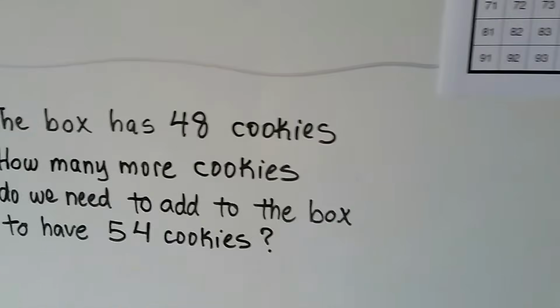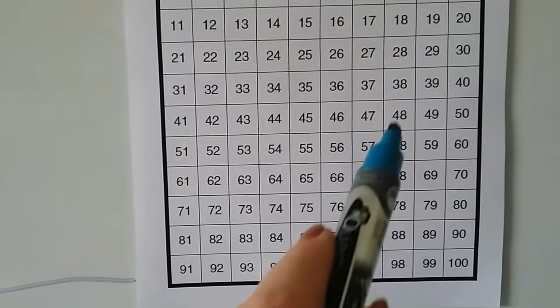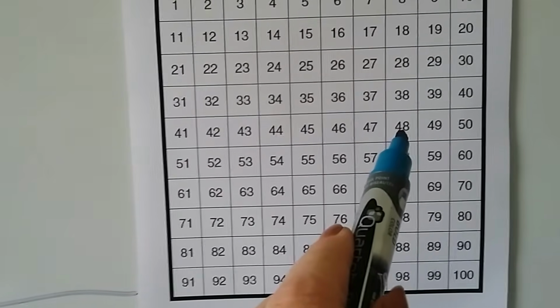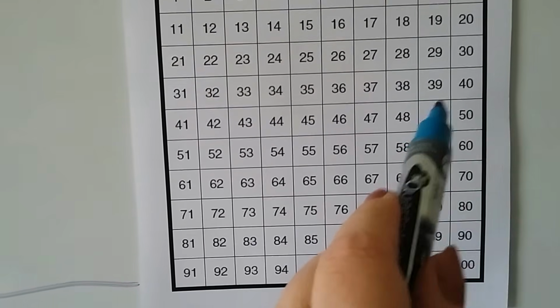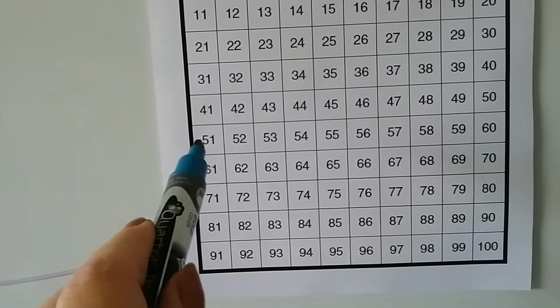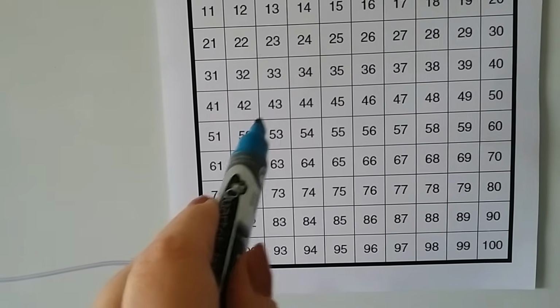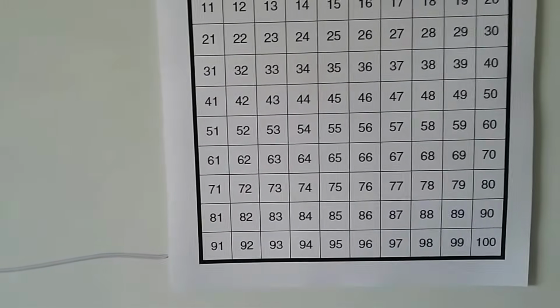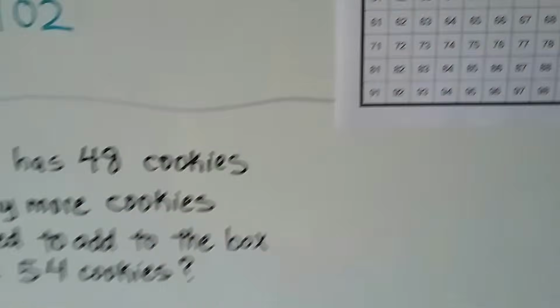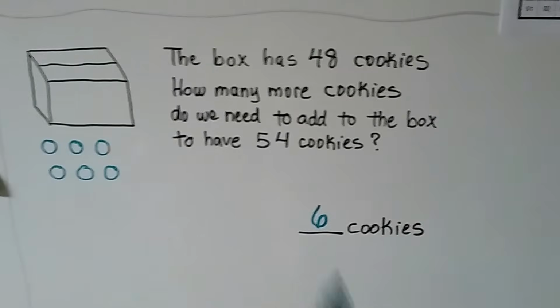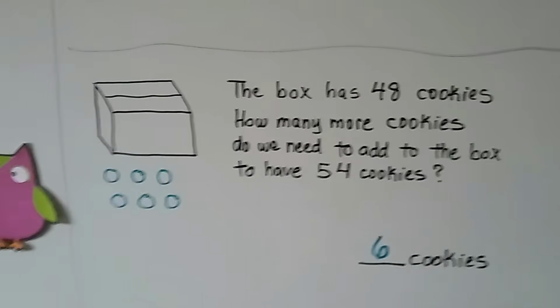If we look at the 100 chart, it said there were 48 cookies in the box. If we find the 48, we could count on to the 54. 1, 2, 3, 4, 5, 6. So that was 6 hops to get to the 54. And that's what we got. We got 6 cookies. Okay?